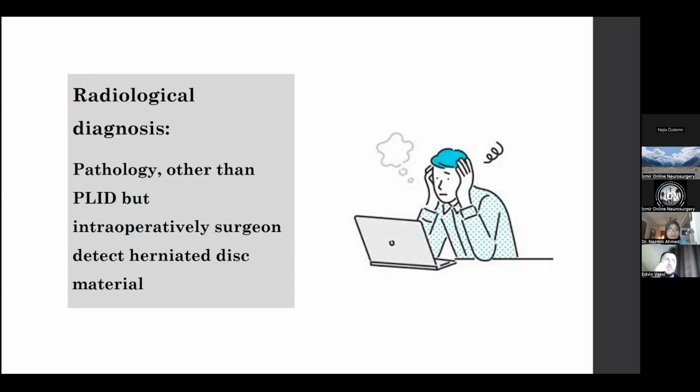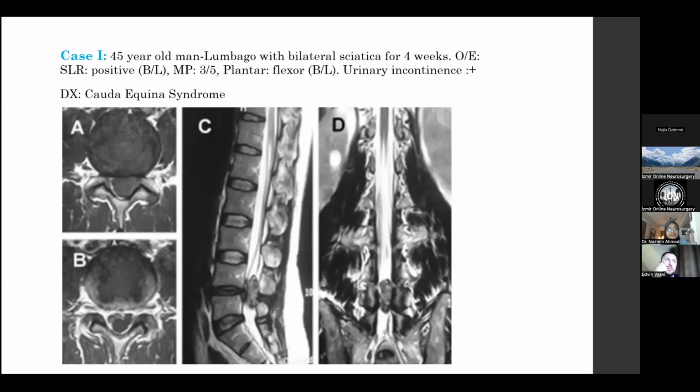So let's have a look. This is the first case. That is a 45-year-old man. He presented with classic lumbago sciatica for 4 weeks. In the imaging, there is an extradural mass at the L4-5 level. That is an intradural extramedullary mass. If you carefully look at the dura mater, it is intradural. Okay.